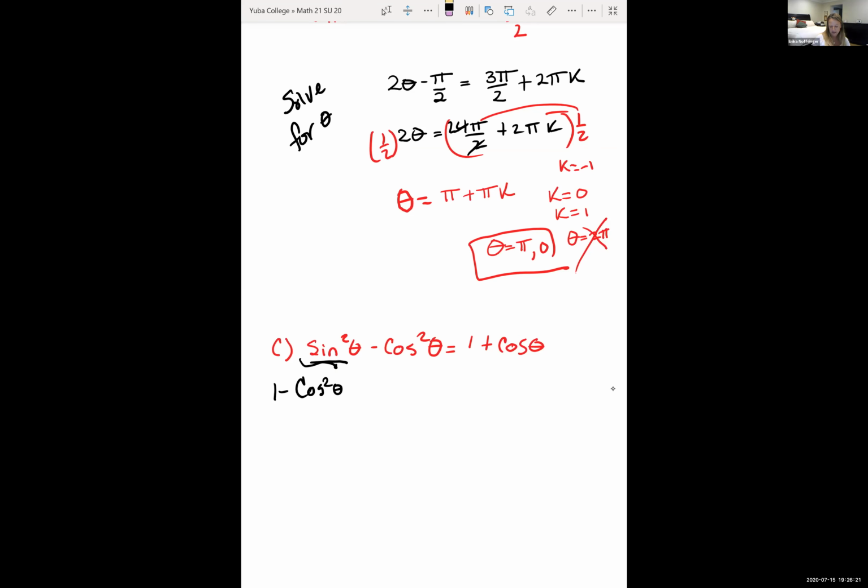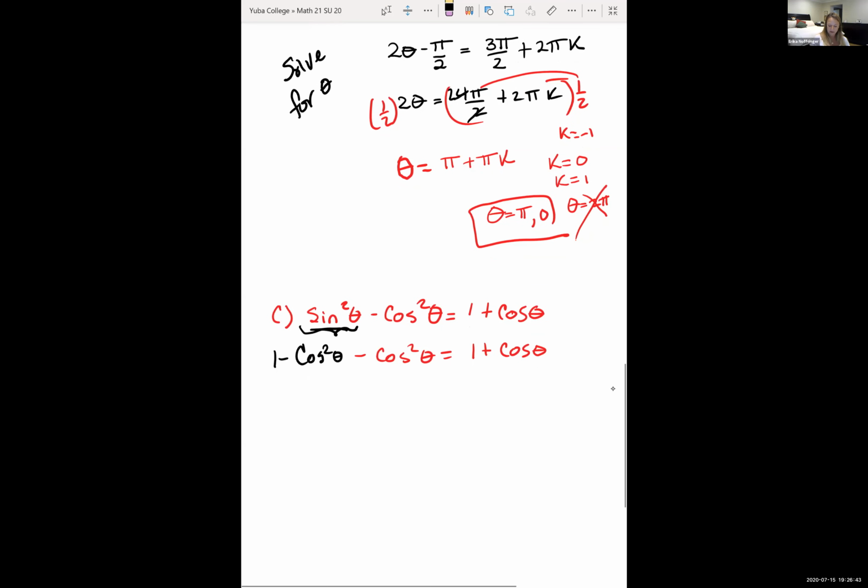So I'm just going to replace sine squared theta with 1 minus cosine squared theta, and then rewrite the rest of the equation, which is minus cosine squared theta equals 1 plus cosine theta. So notice I can combine my terms on the left-hand side. Now we have a negative cosine squared theta minus a cosine squared theta. So that's 2 of them. So 1 minus 2 cosine squared theta is equal to 1 plus cosine theta.